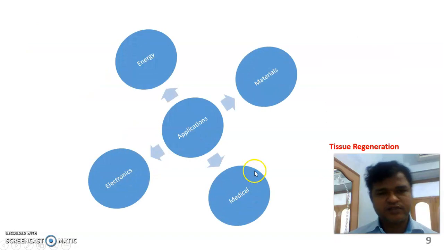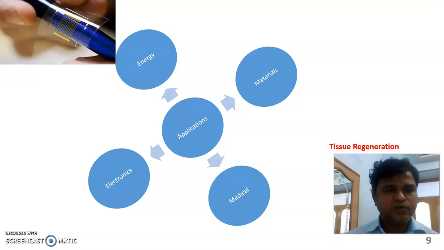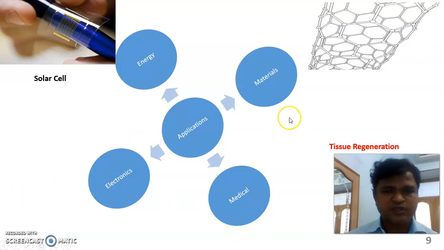Applications of nanomaterials. They have so many drastic applications. Of all the applications, majorly we are going to discuss only 4 here. Energy: in energy we can synthesize nanomaterials for the manufacturing of photovoltaic cells or solar cells. The second one, materials. Due to nanomaterials, many syntheses take place. This is graphene, CNT, carbon nanotubes, synthesized from graphite.